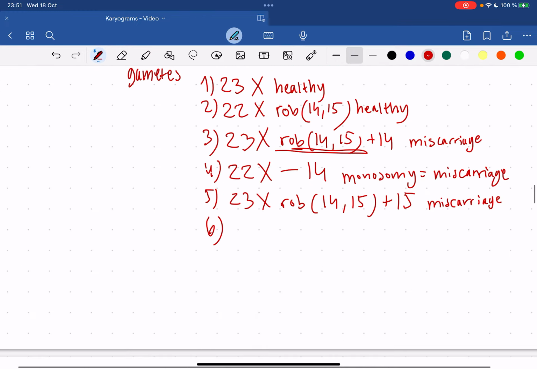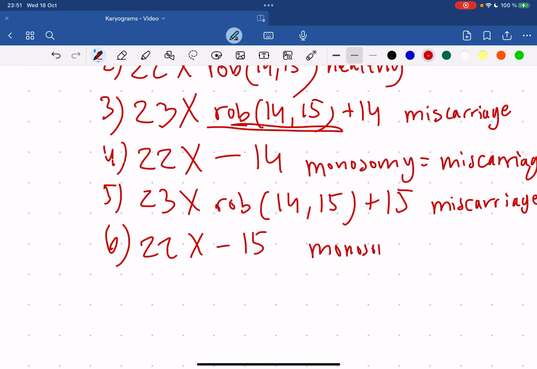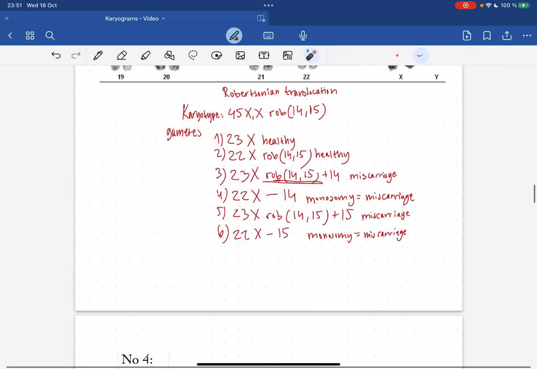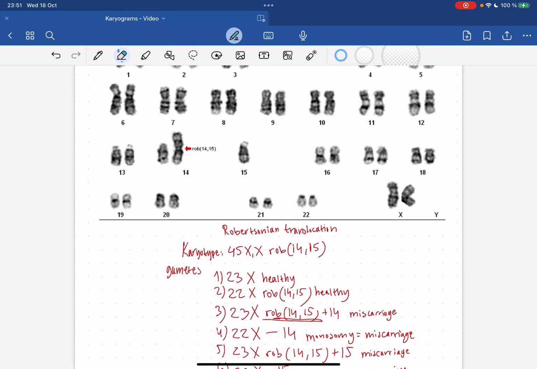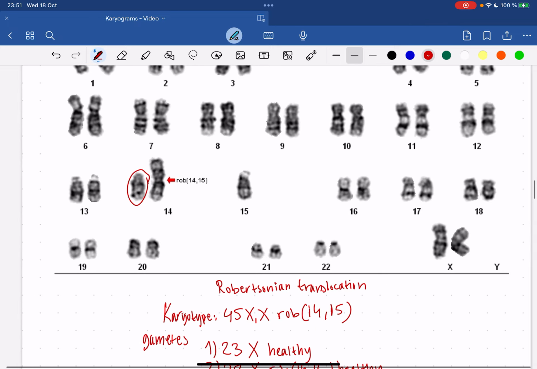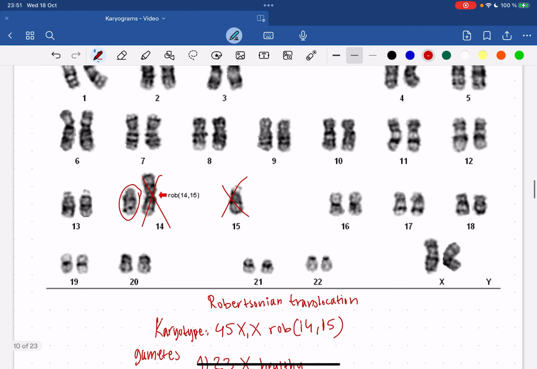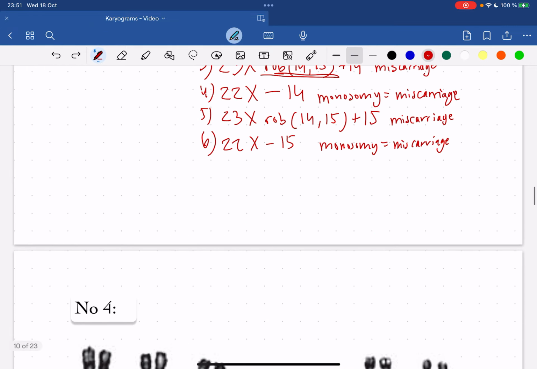For number 6, it's the same as we did up here with 14. So 22X minus 15. And of course, it's a monosomy. So that would lead to a miscarriage. And let's look up here how that would be represented. That's if we take that and not this one nor this one. That would be a minus 15 because we don't have anything representing 15, therefore minus 15.